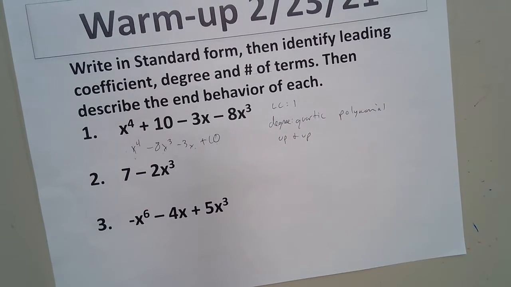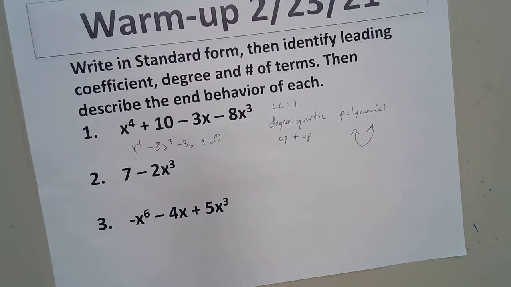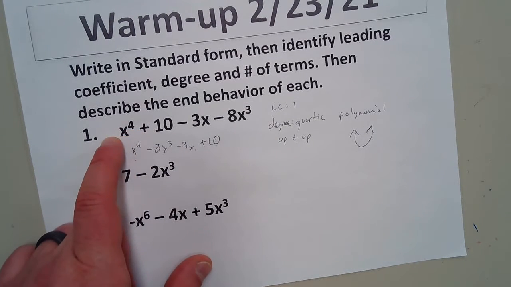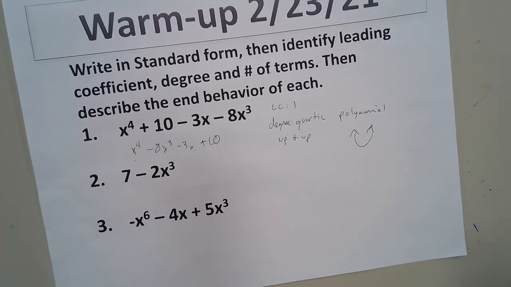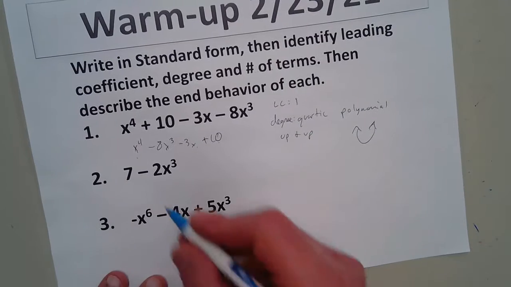You could always graph this. If you graph this, you're going to see a graph that's doing something like this on your graph. So either way, you can graph it, or you can just remember the moves: all evens are either up and up, down and down, and then all odds are like going down to up or up to down. We'll see one of those here next.